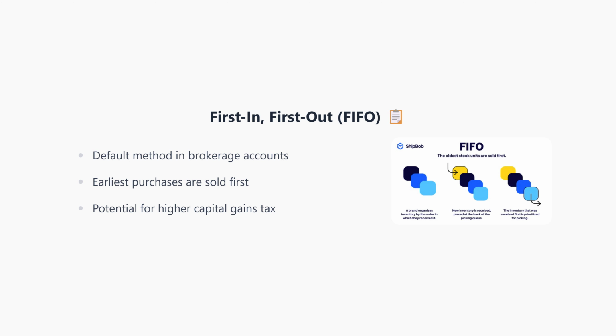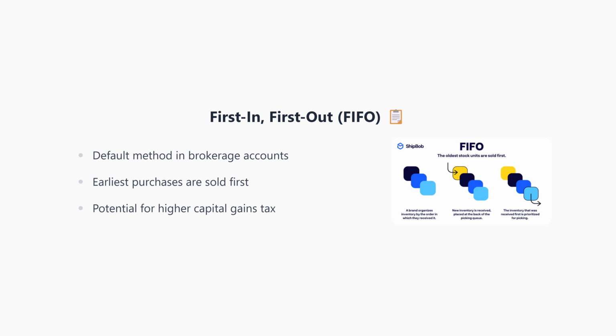The first in, first out, or FIFO method is typically the default setting in most brokerage accounts. This method considers shares you bought first as sold first, meaning your earliest stock purchases are the ones considered sold when you make a transaction. Importantly, your earliest purchases might have a lower cost basis, which could ultimately result in a higher capital gains tax when you sell.